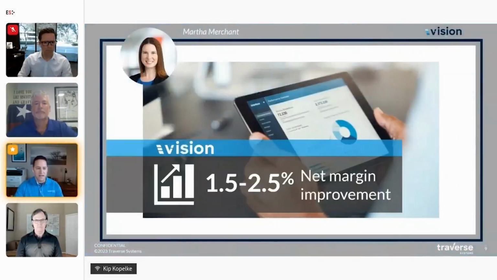What we're seeing out in the industry is that by having a good visibility tool, and ways to identify those areas of opportunity and really make sure that the right product is getting to the right place at the right time, we're seeing net margin improvement, right? That's one of the big pieces there: driving those top line sales, but then making sure that they're very productive sales.